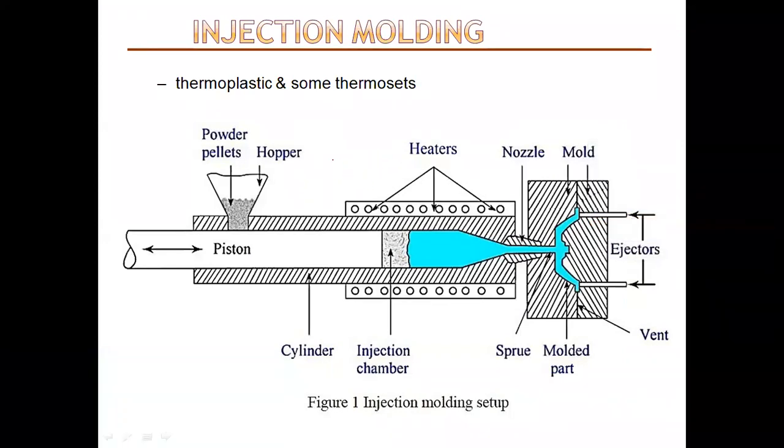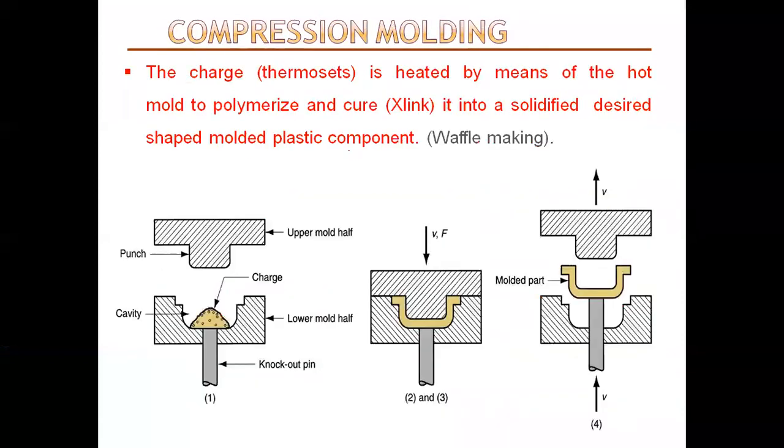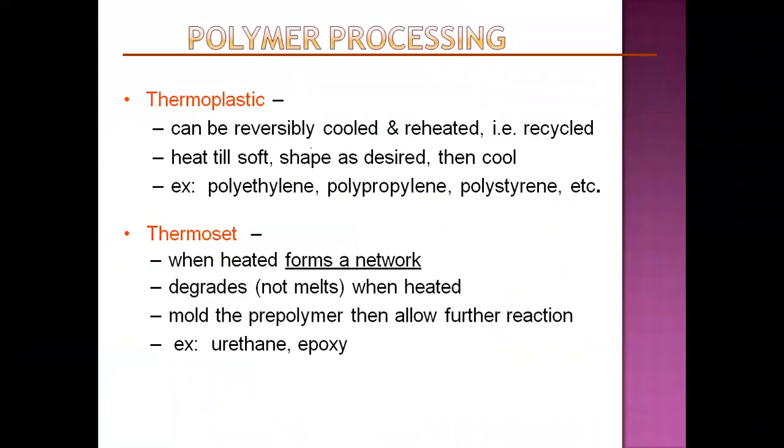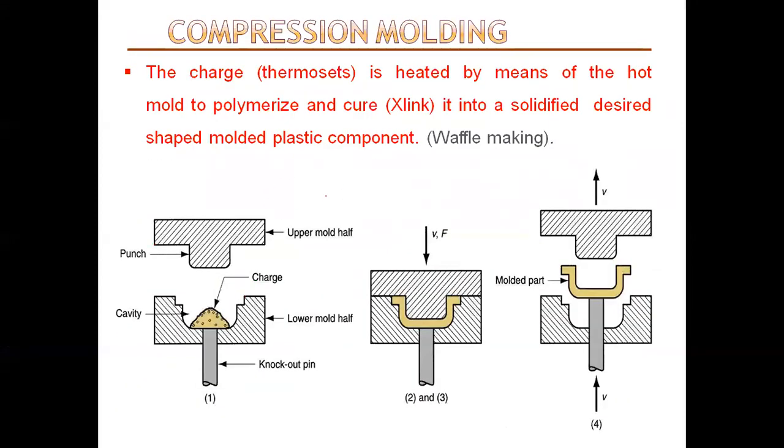Hello everyone. So today we are going to see further injection molding. But before that, let us see some revision which we have seen last time. Last time we have seen the processing of polymers, polymer processing. It has two types which we have seen: thermoplastic and thermosetting, and also we have seen the different types of plastic manufacturing process.